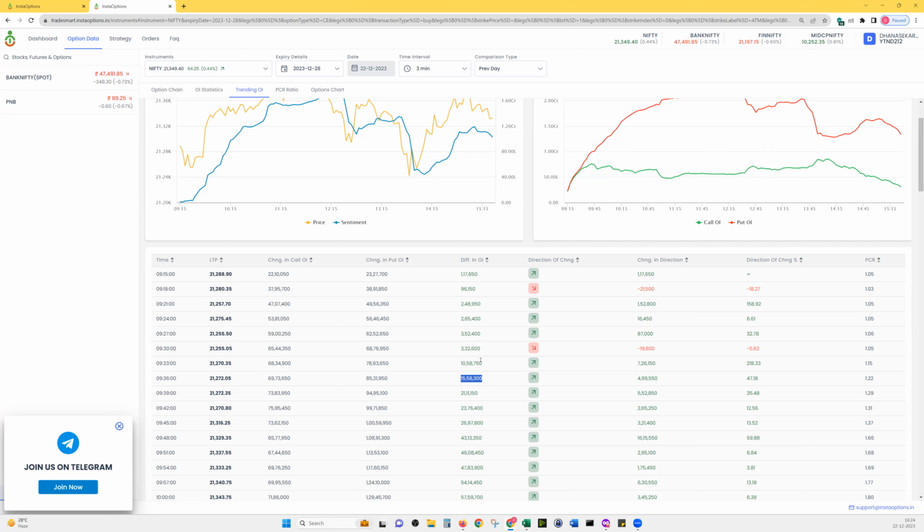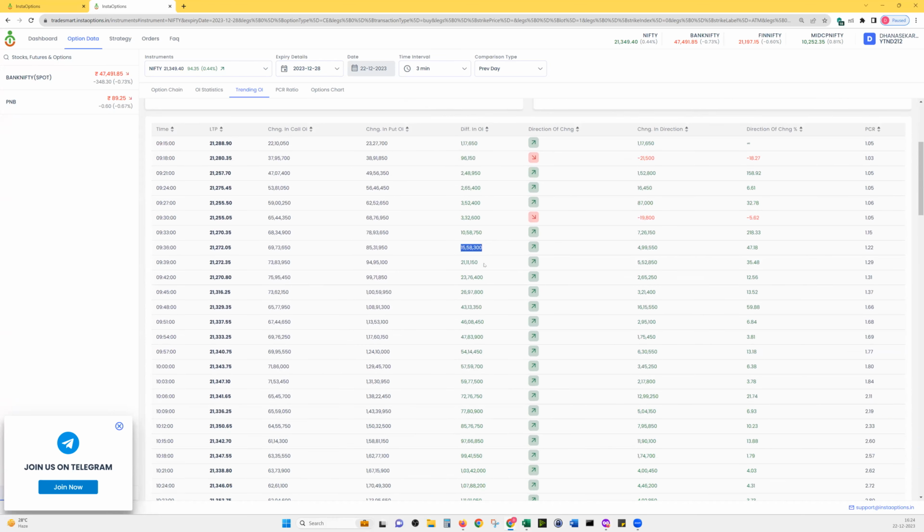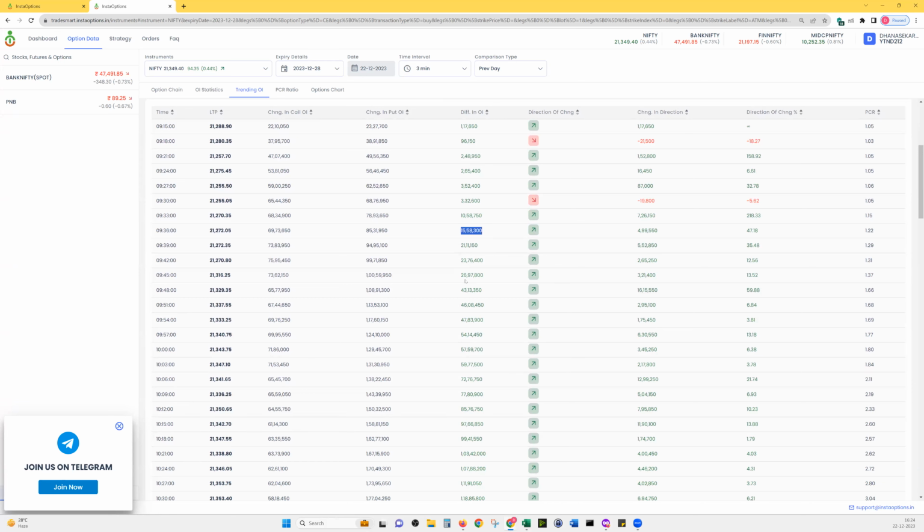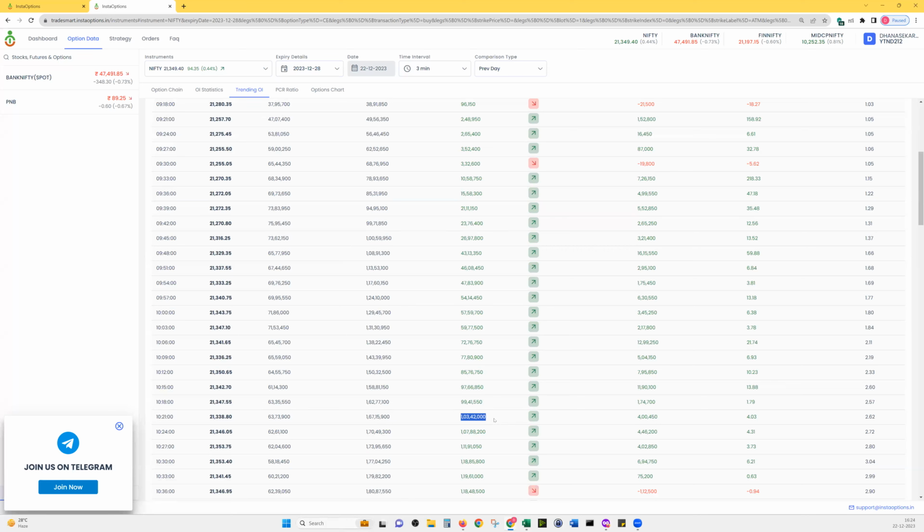Up, up, up, up, up. Now you just see what happened over here. From 15 lakhs, it went to 20 lakhs, 26 lakhs, 46 lakhs, 54 lakhs, 59 lakhs, 70 lakh, 97 lakh, 1 crore contract. Okay, now my question is, there is 1 crore contract, which means that 1 crore 67 lakh contracts are there in put option and 63 lakh contracts in call option.